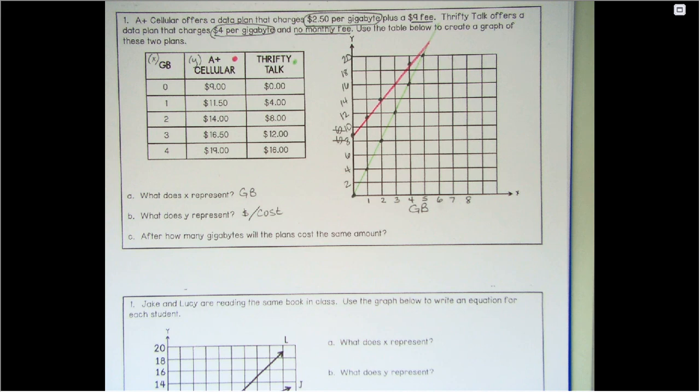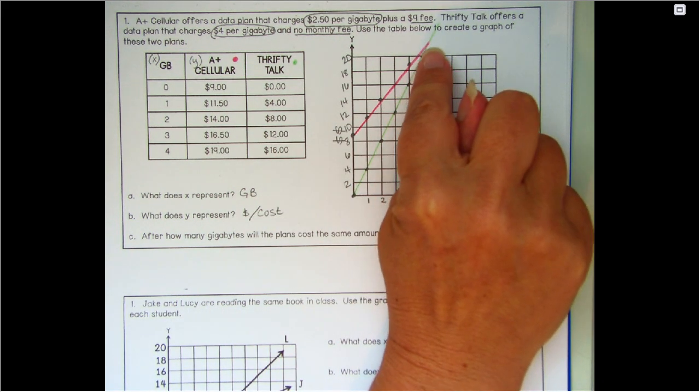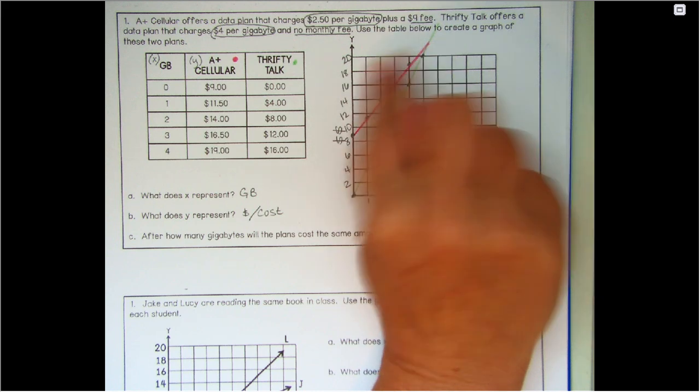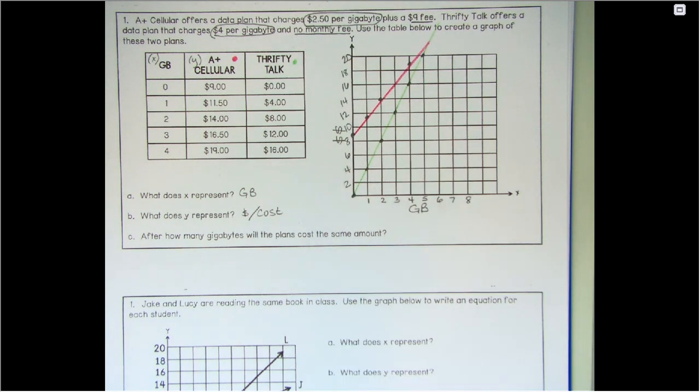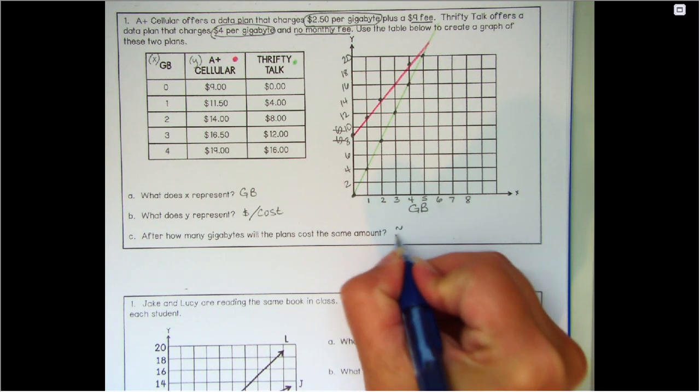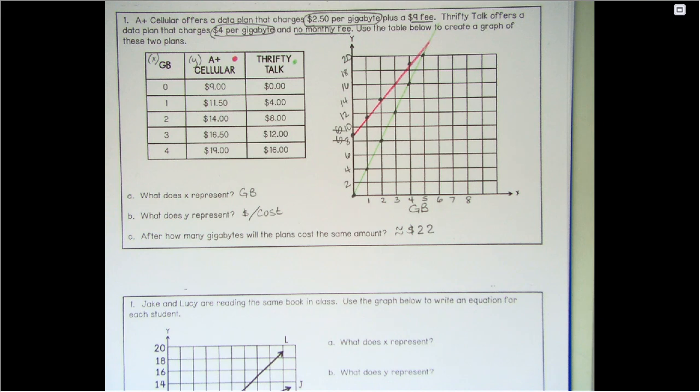You can see that right here, somewhere around approximately the $22 mark, these graphs are going to meet. So after how many gigabytes will they cost the same amount? That's going to be about $22.